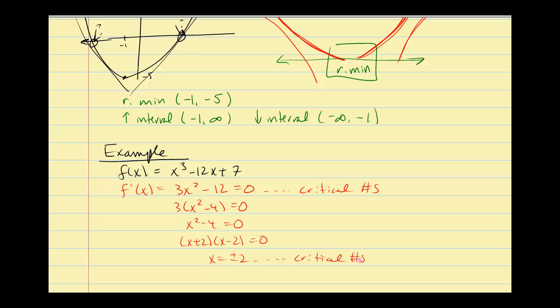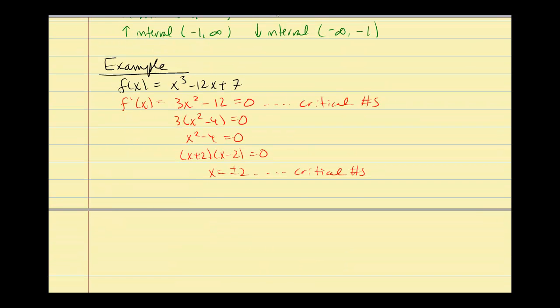So what I want to do is take these critical numbers and plug them into a slope chart and figure out what's going on here. Now just because I have a critical number, it does not guarantee that I'll have extrema at these points.